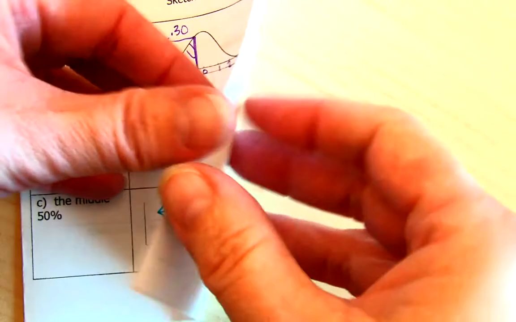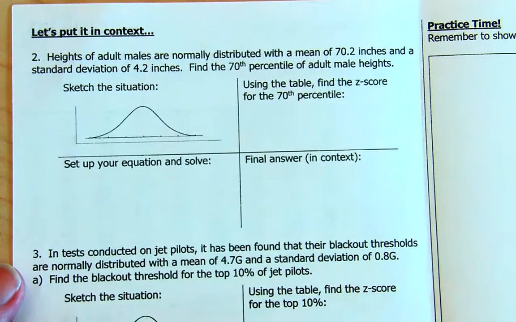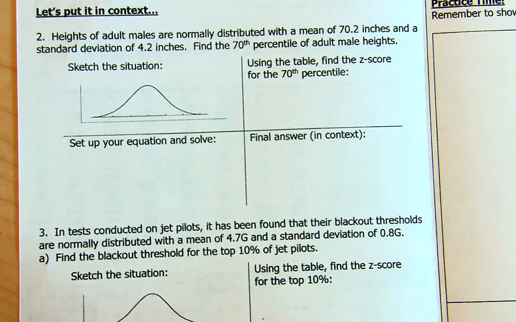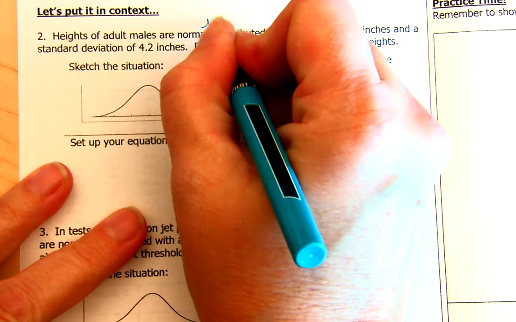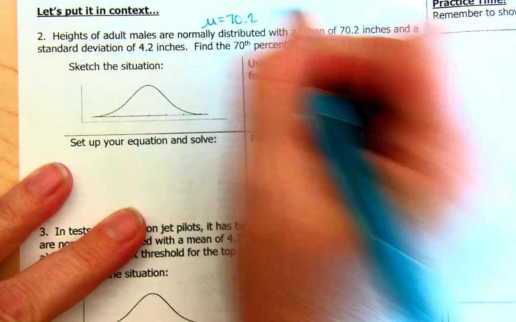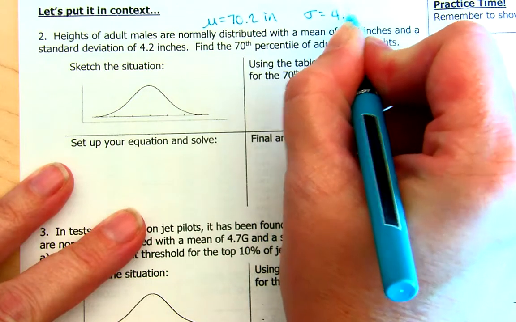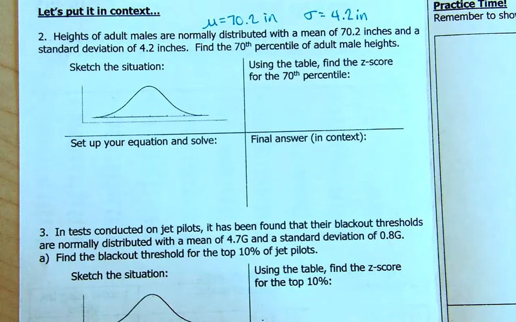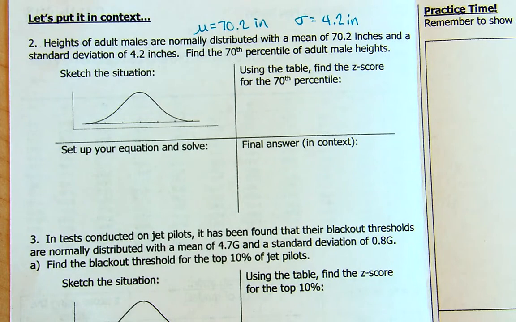Let's look at some examples. I think that makes it easier. So here we're looking at heights of adult males. They're normally distributed with a mean of 70.2 inches and a standard deviation of 4.2 inches. Find the 70th percentile of adult male height.